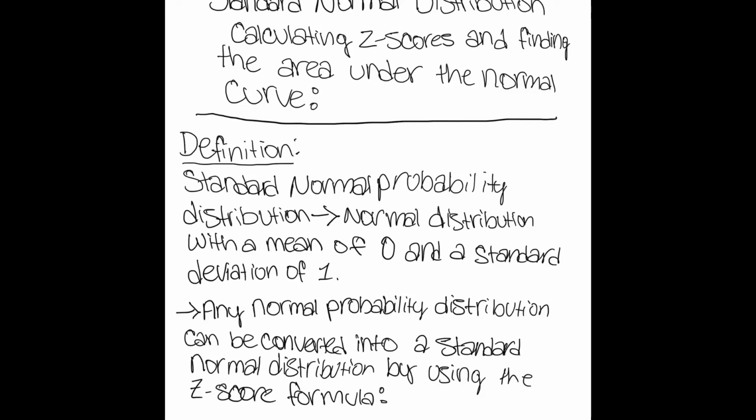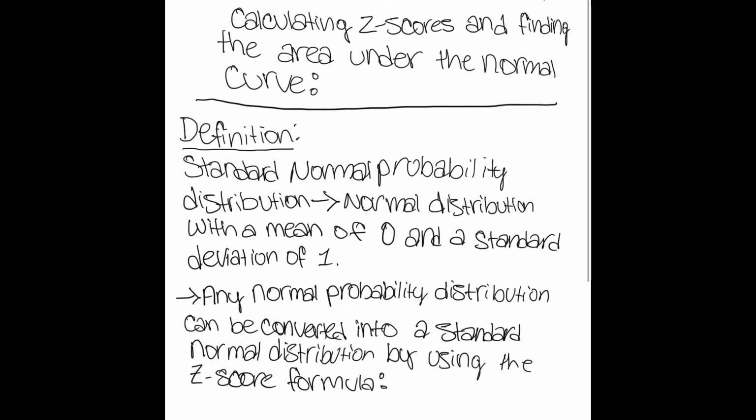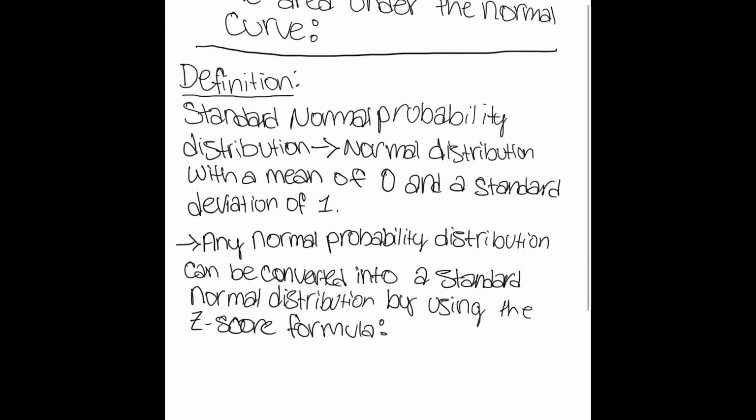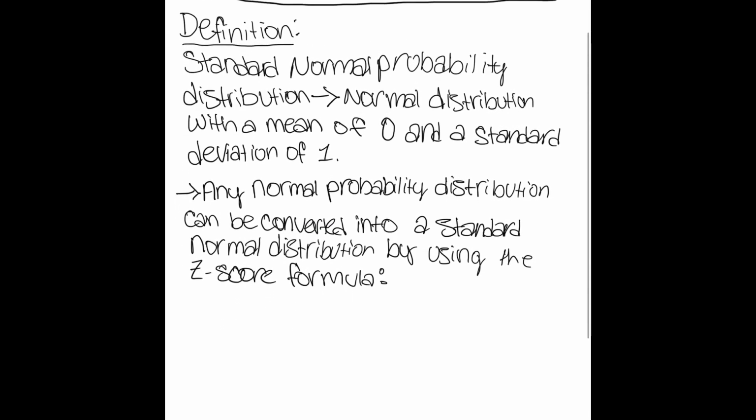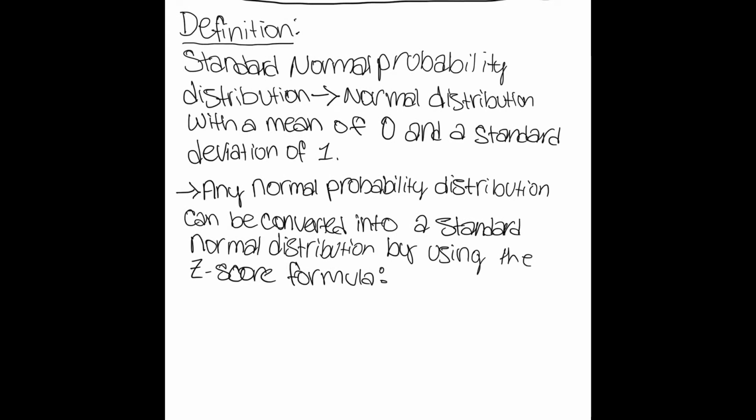I am a business student at Camosun College, and today I will be sharing with you the standard normal distribution, calculating z-scores, and finding the area under the normal curve. So there are a couple of things that we need to take a look at here, and first is, by definition, the standard normal probability distribution is a normal distribution with a mean of 0 and a standard deviation of 1. Any normal probability distribution can be converted into a standard normal distribution by using the z-score formula.